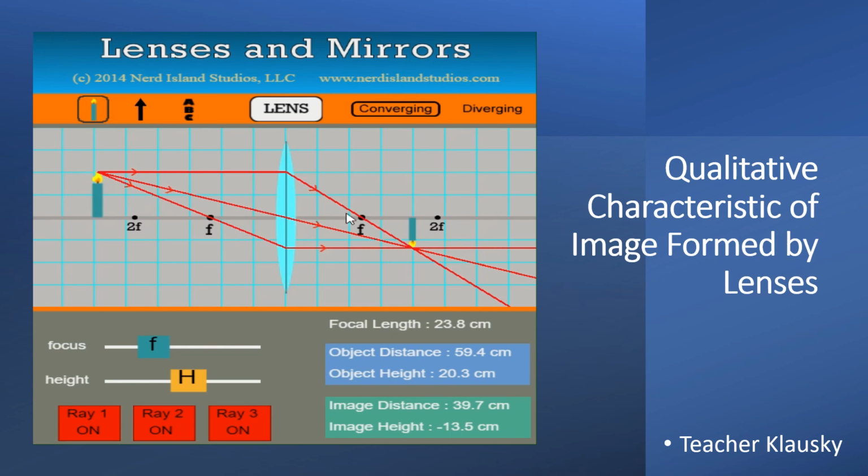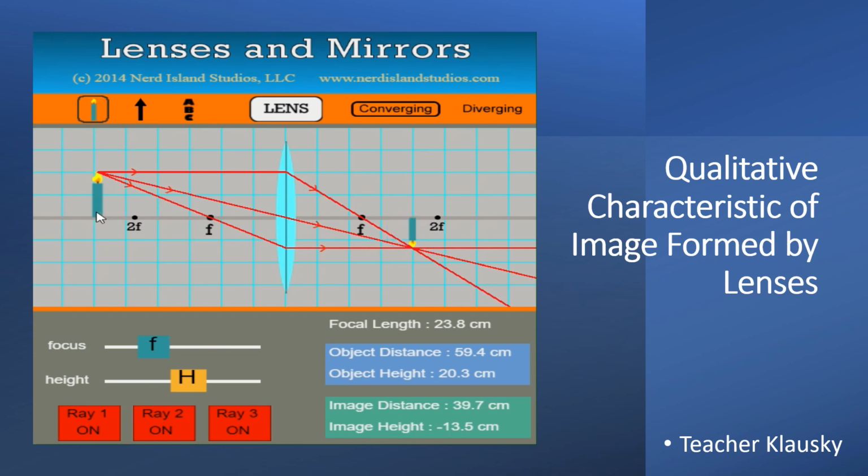Now in terms of size of the image, as we can see right now, the size of the image formed is smaller than the size of the object and the orientation of the image is inverted. And what type of image is formed here? Since the image is formed after the lens, on the right side of the lens or on the second surface, the image is a real image.